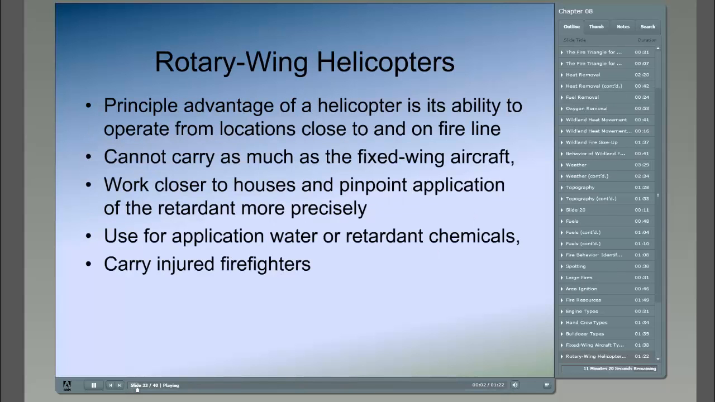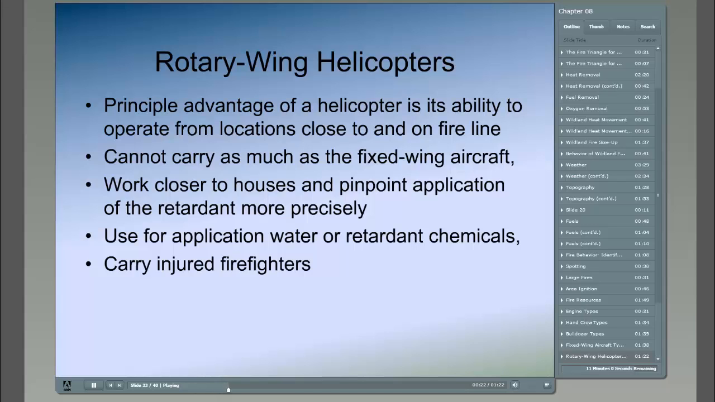The principal advantage of a helicopter is its ability to operate from locations close to and on the fire line. Its ability to take off vertically and land in close quarters makes it a valuable tool for close support action for ground-based and other aerial operations.